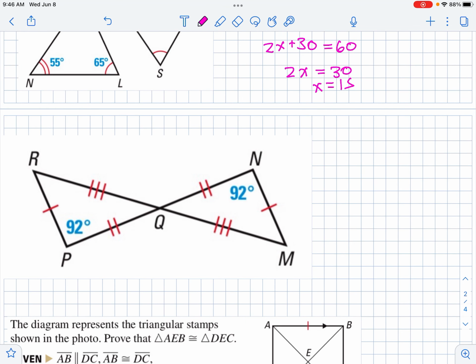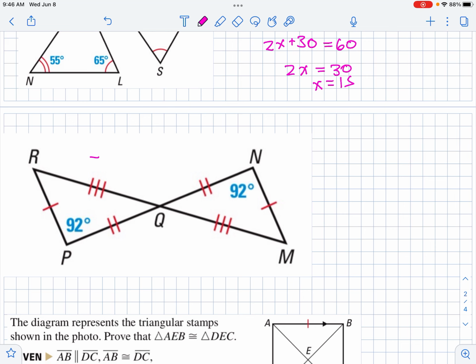Now, let's look at this one. What I want to do with this one is I want to prove that these two triangles are congruent. In other words, I want to prove that triangle RQP is congruent to triangle NQM. That's what I want to prove.